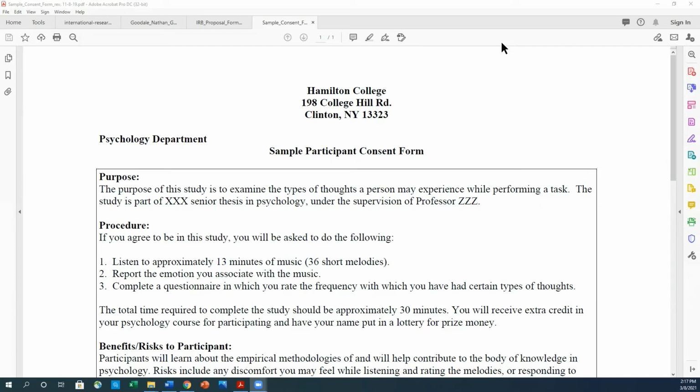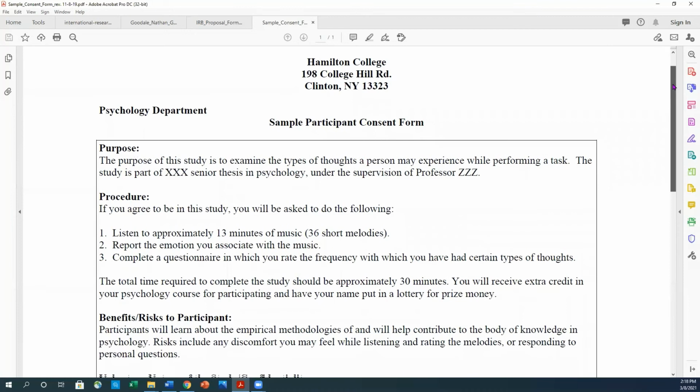If you're going to be practicing active or passive deception, this is typically where it begins. Otherwise, you should plainly state to your participant the nature of your research, and it doesn't really have to be much more than what you see right there.